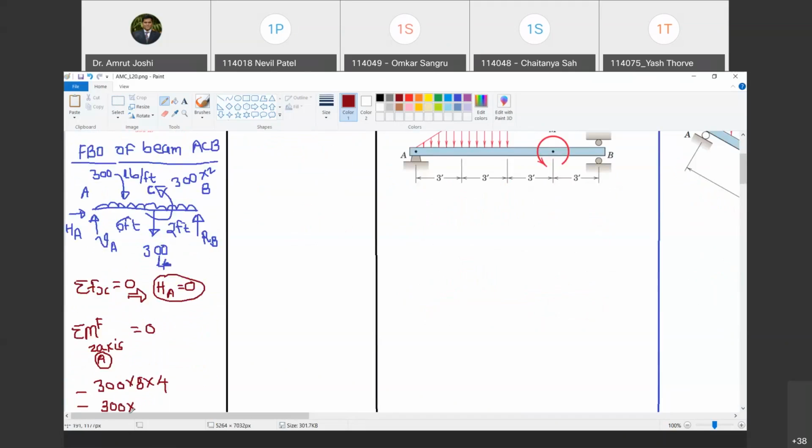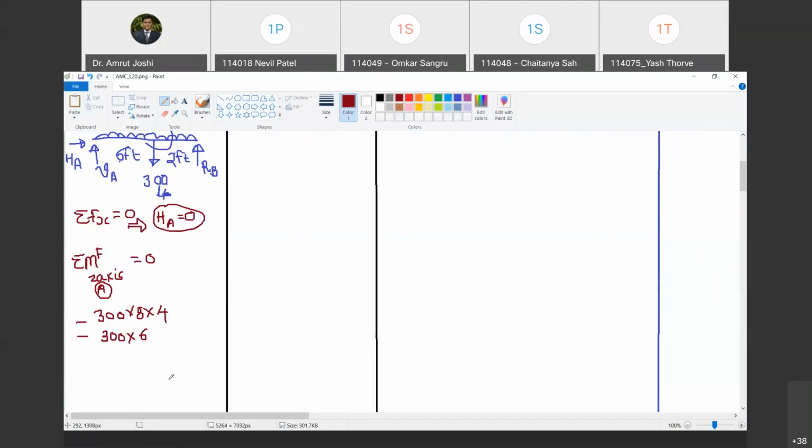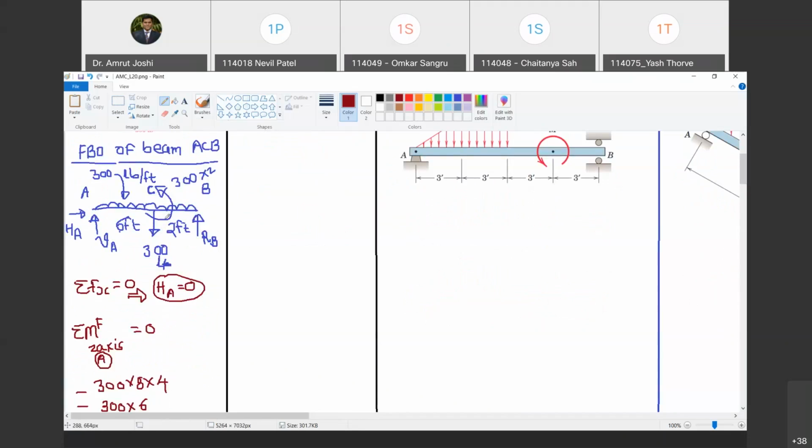So that I have written 300 minus 6. I have increased my speed because we have done this numerous times, so you will be able to understand this quickly. There should be no issue. Now, what about the moment of 300 into 2?